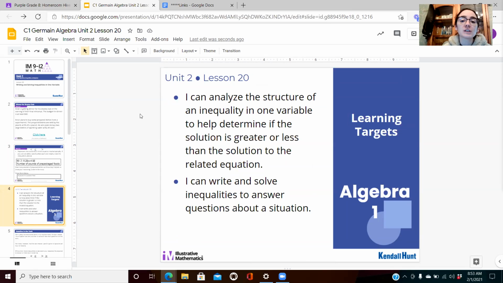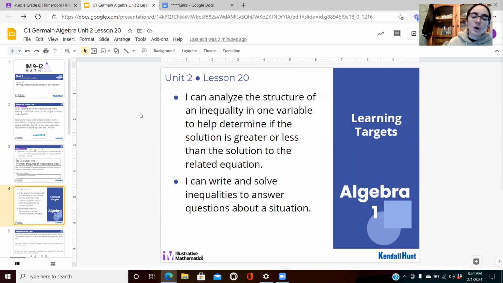So if we're looking at our learning targets for today, number one, I can analyze the structure of an inequality in one variable to help determine if the solution is greater than or less than the solution of the related equation. Just like we were doing in class on Friday, we were taking a situation, writing an equation out of it, and then turning it into an inequality. To find the solution to that inequality, we were solving the equation and then plugging in values to determine whether it's going to be less than that value or greater than that value. We're going to be doing something very similar again today.